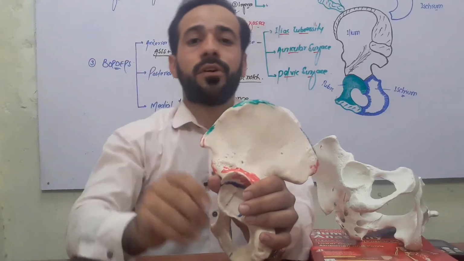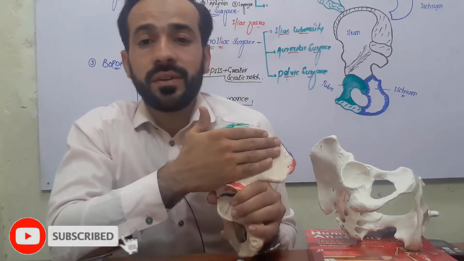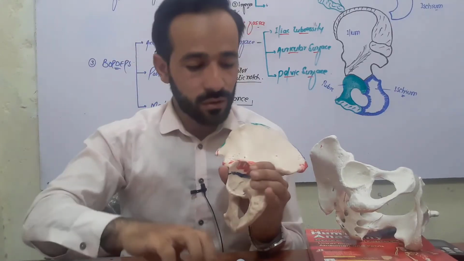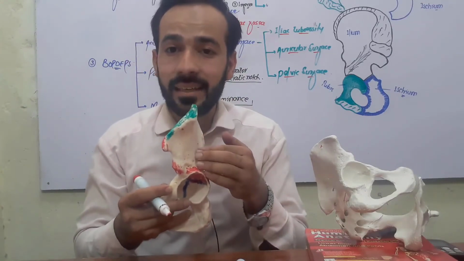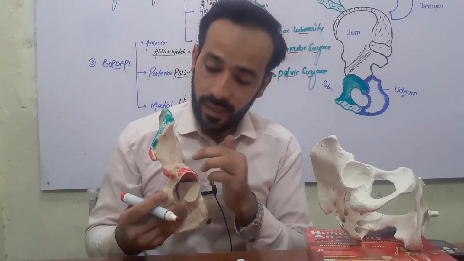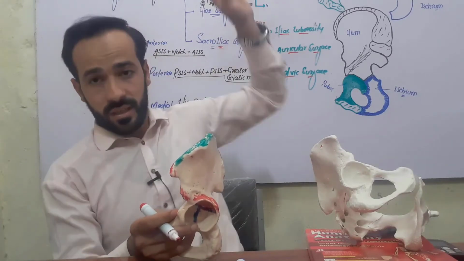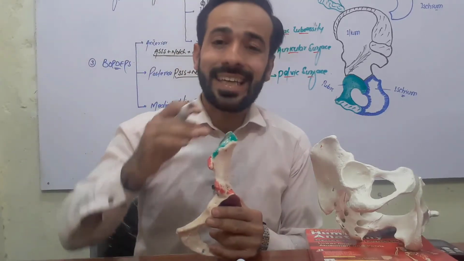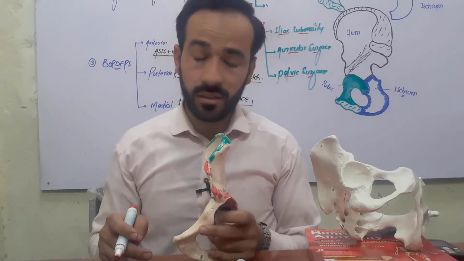And I had told you in the previous lecture, the theory which we were writing on the whiteboard, that the gluteal surface has 4 parts, and these 4 parts were divided by 3 lines. And what are those lines? The first one is the anterior line, right? The anterior line, then there was the posterior line, and then there was the inferior line. So the anterior line, the posterior line, and the inferior line.